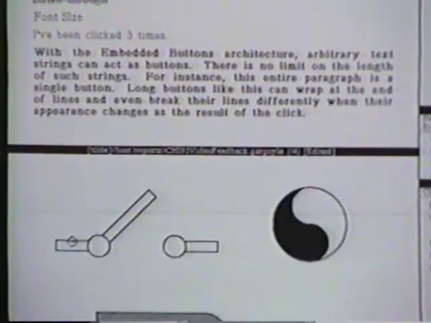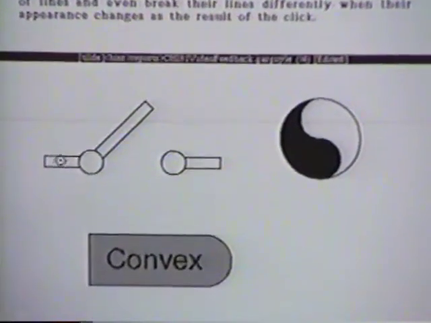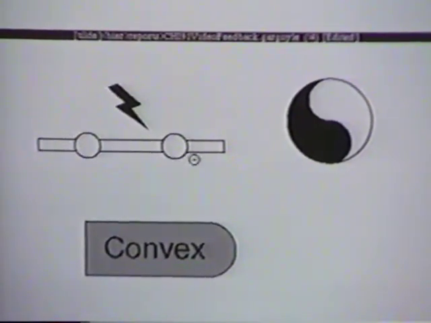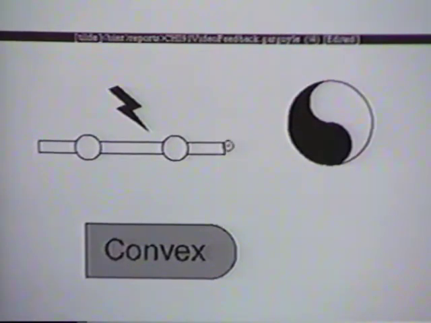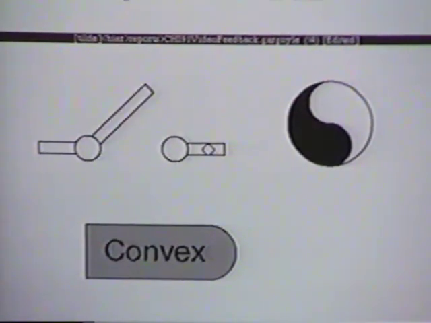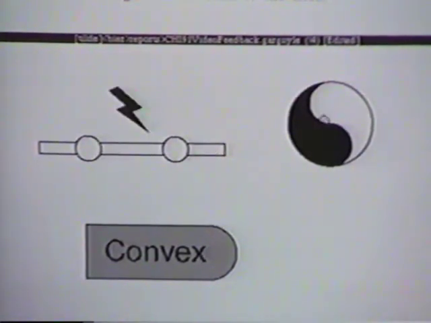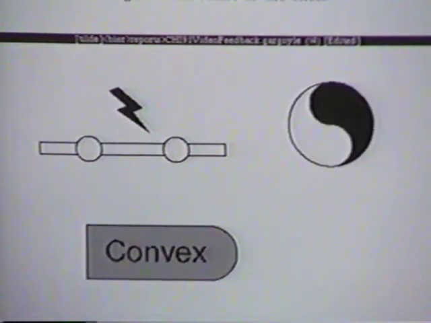In the Gargoyle graphics editor, buttons can use graphical editing operations to display feedback. For instance, when we click on this electrical switch, it repositions its parts. This button changes color. And this button changes both its shape and label.